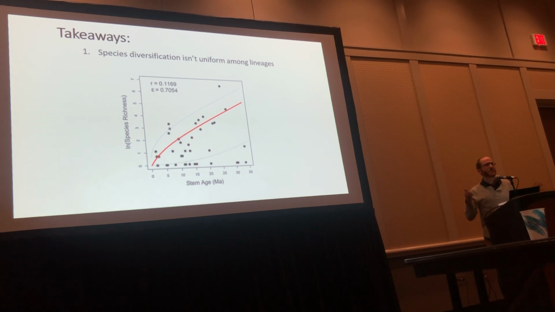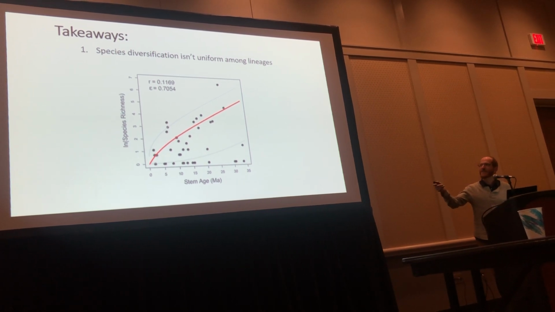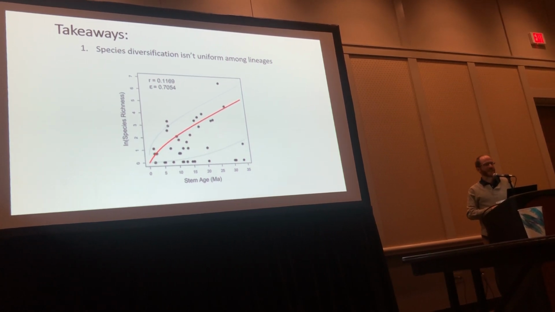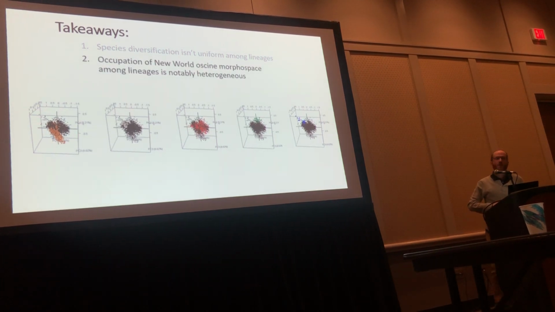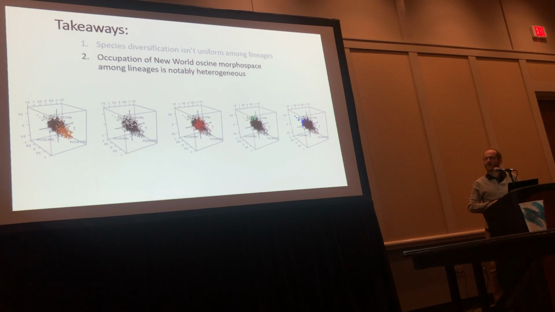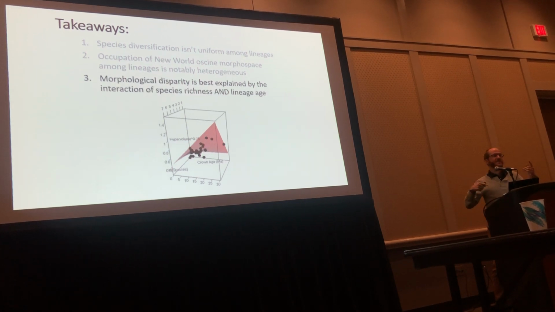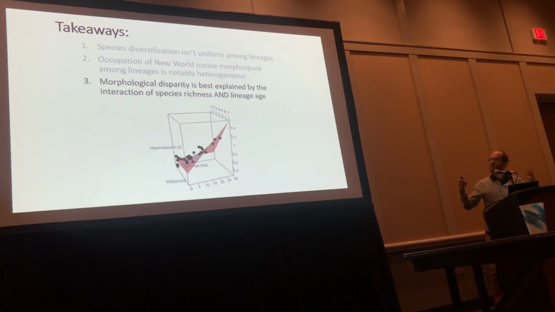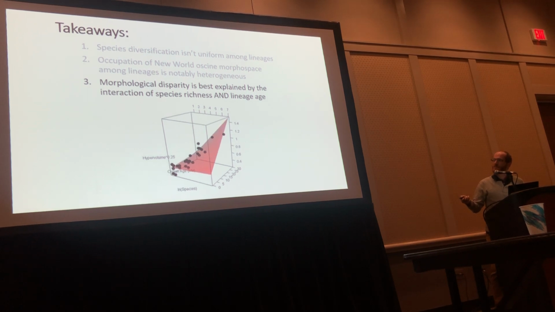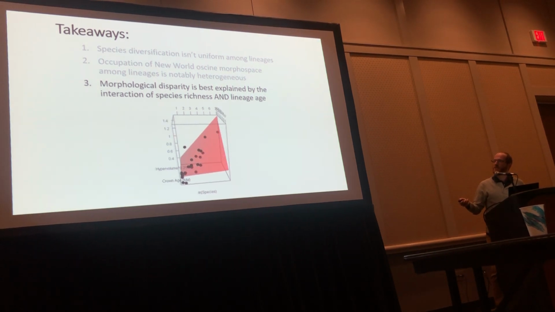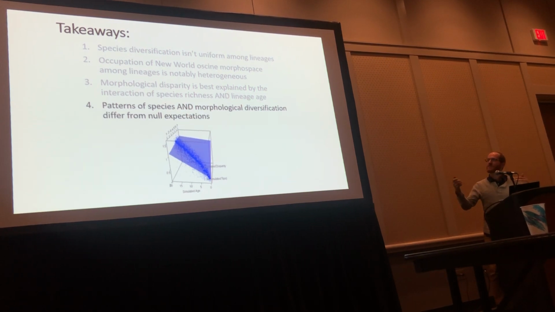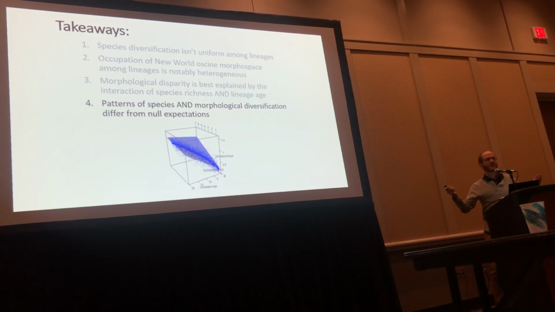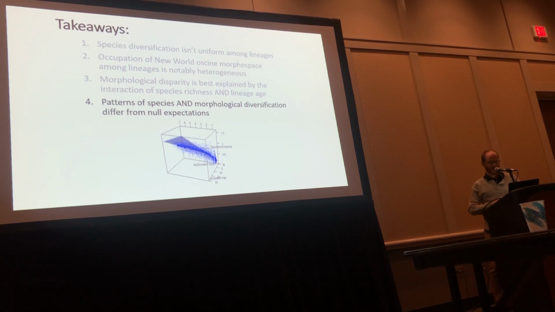So some takeaways I hope you remember going into the super social in just an hour and a half are that species diversification is not uniform among lineages, nor is the occupation of morphospace among all of these lineages. But the variance in this morphospace occupation is well fit, according to our expectations, by the natural log of the species richness and the age of those lineages. But the actual shape of that relationship is inverse. It differs strongly from what we'd expect given null or Brownian motion expectation.